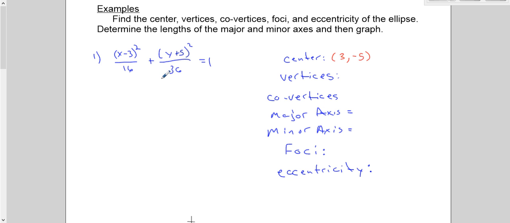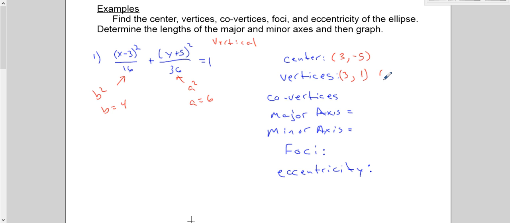For my vertices, I need to identify my a squared and my b squared. A squared is always the larger number, so this 36 is going to be my a squared, which means a equals 6. The 16 is my b squared, which means b equals 4. And so my vertices, since a is under the y, this is a vertical ellipse, which means I'm adding a to the k value. So 3 and negative 5 plus 6 is 1. So (3, 1).